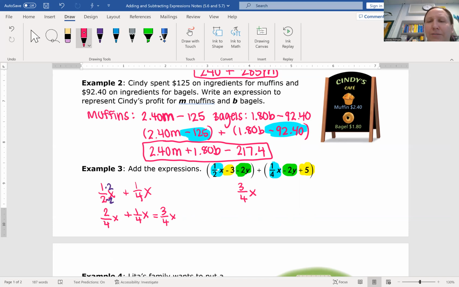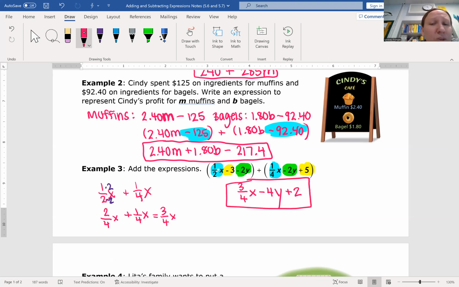So my x's gave me 3/4 x. I'm going to do my y's next. I have a negative 2y and a negative 2y. That would be minus 4y. Same sign, add them together, keep the sign. And then a negative 3 and a positive 5. Okay, signs are different, subtract. We would get a plus 2.